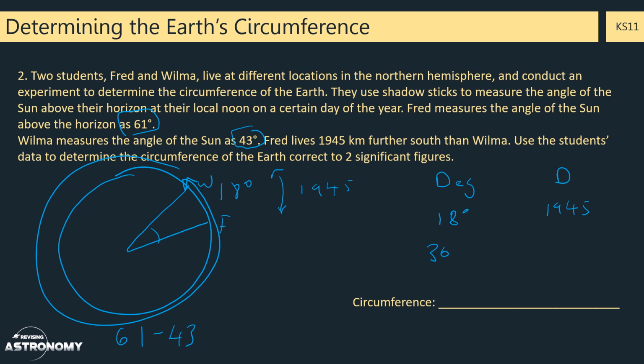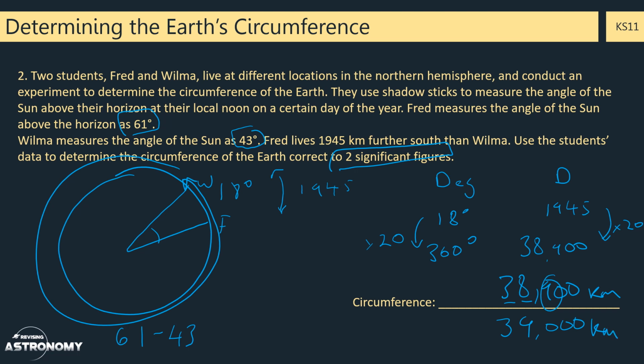So all the way around the world will be 360 degrees. So we need to think about what we need to do to get from 18 to 360. We need to multiply by 20. So we need to do the same on this side. If we multiply 1,945 by 20, we get 38,900 kilometers. Remembering it says give it to two significant figures, it'll be a 3 for our first significant figure. This 8 is the second significant figure, but the next number is 5 or higher, so the answer will be 39,000 kilometers. Remember to make sure you always check the units.